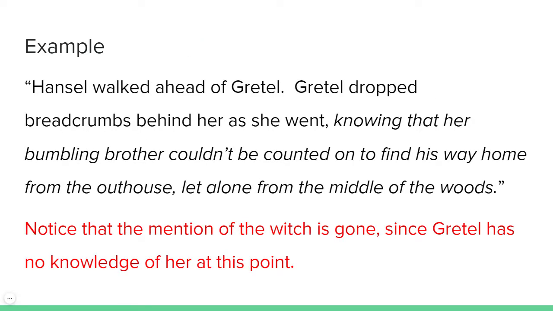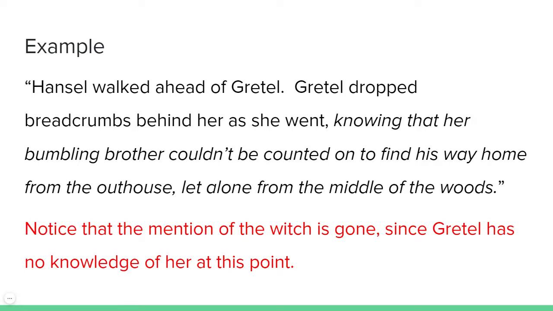So, for example, if we go back to Hansel and Gretel, if it was written in third person limited point of view, it might read like this. Hansel walked ahead of Gretel. Gretel dropped breadcrumbs behind her as she went, knowing that her bumbling brother couldn't be counted on to find his way home from the outhouse, let alone from the middle of the woods.